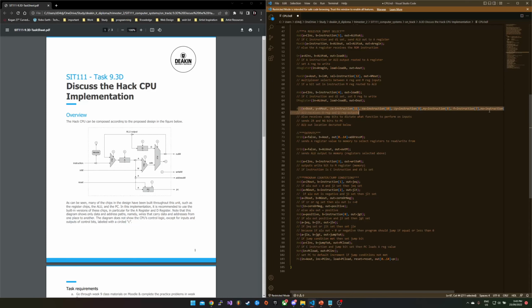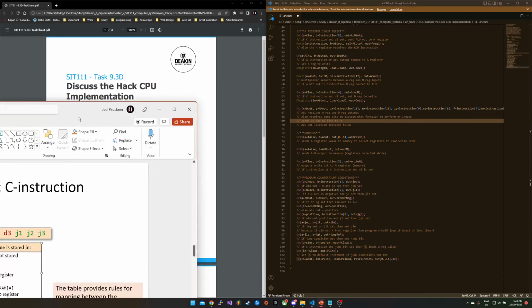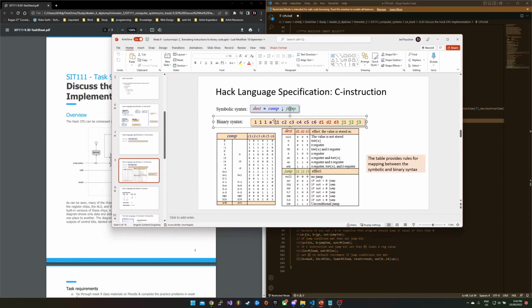Moving on, we've got the ALU. This receives, determined by this multiplexer just here, whether we get the M instruction or the M register or the A register value, and the D register value. It also receives, obviously, these comp bits here, as they determine what function is done between those two inputs.